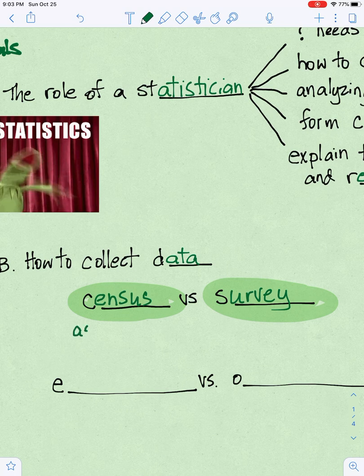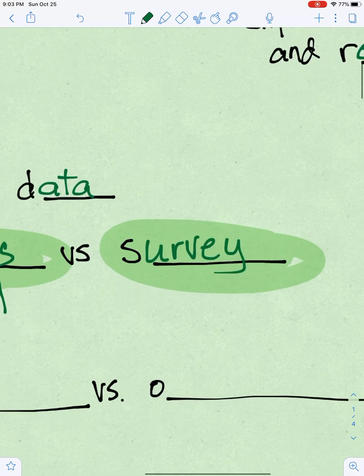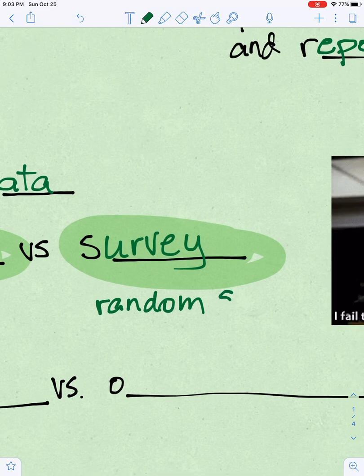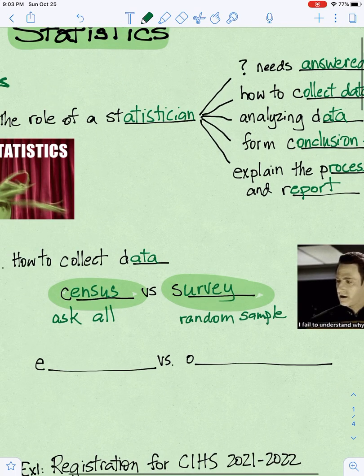A census is you ask everybody. So all the participants are asked about that particular question that you're after. In a survey, you only pick, and we'll talk about more of this later, a random sample. There's a lot of different ways that random sample can be chosen, but you would only pick some of them because, number one, you don't have time or it's impossible to gather information from everyone that's out there.